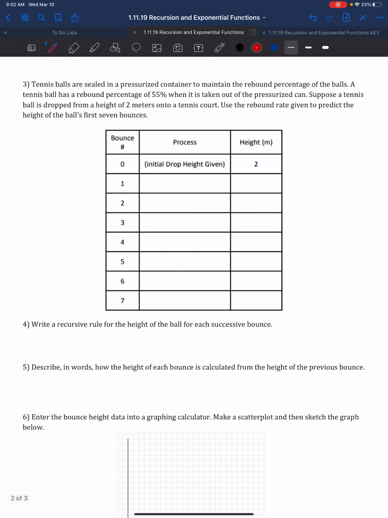All right, and then question 3, it says, tennis balls are sealed in a pressurized container to maintain the rebound percentage of the balls. A tennis ball has a rebound percentage of 55%. I'm going to highlight that. Anytime I get info, I'm just going to highlight.